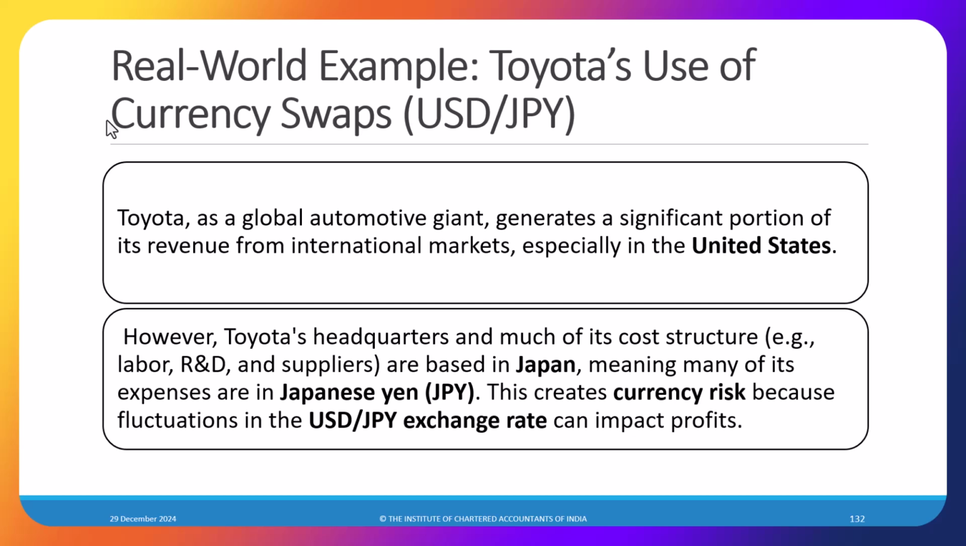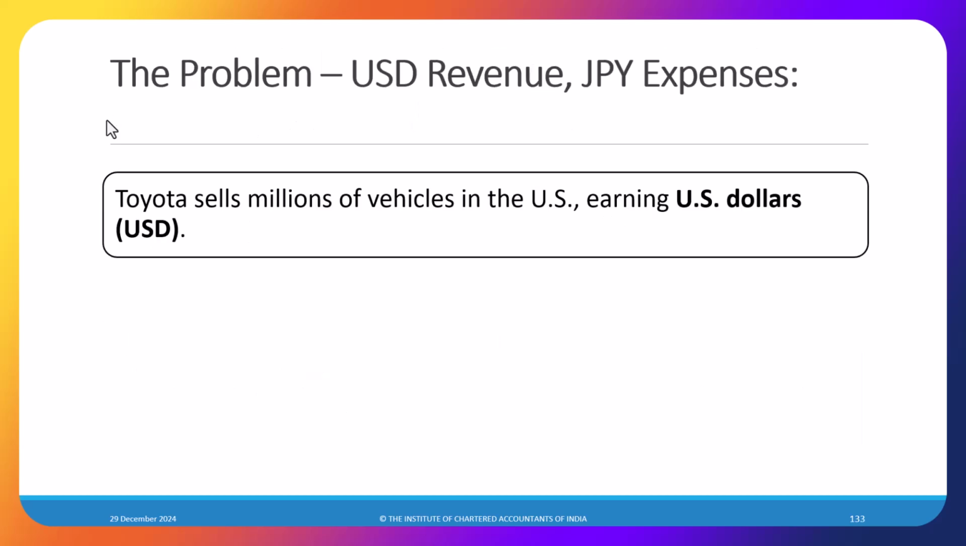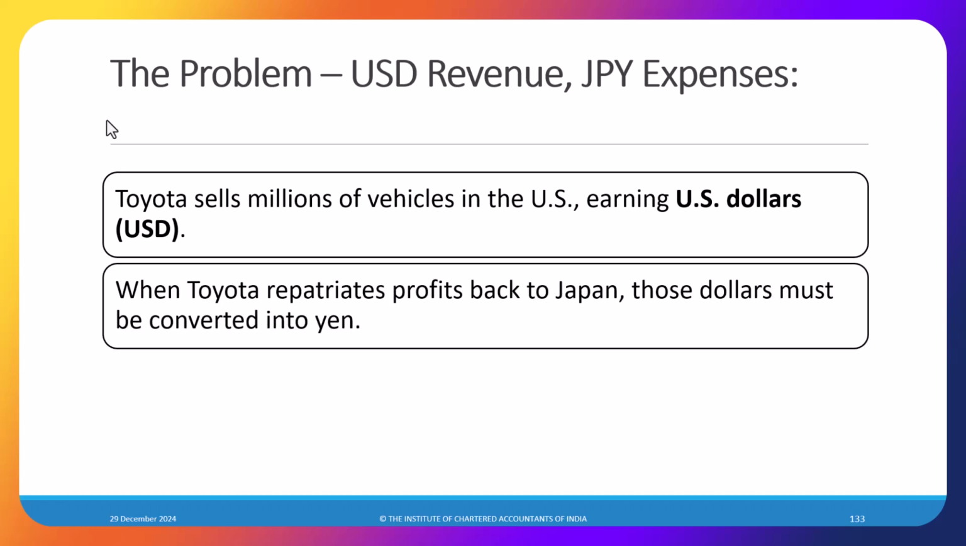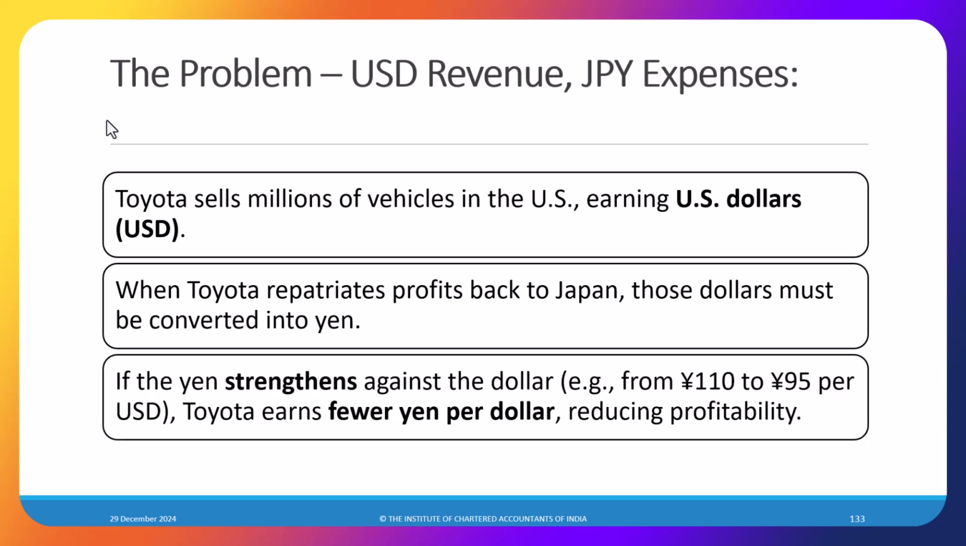The problem: Toyota has USD revenue versus Japanese yen expenses. Toyota sells millions of vehicles in the US, earning in US dollars. When Toyota repatriates the profits back to Japan, those dollars must be converted into yen. Ultimately, the profit will come to Japan. After incurring all the costs and earning the revenue, the net profit has to be sent back to Japan. If the yen strengthens against the dollar from say 110 to say 95 per USD, Toyota earns fewer yen per dollar, reducing the profitability.